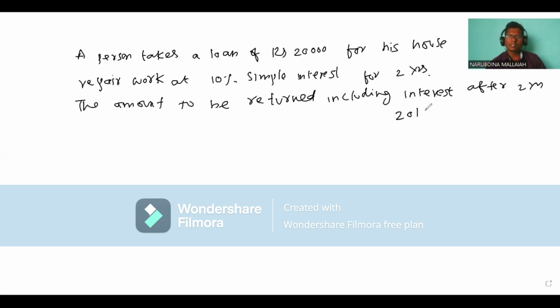This was asked in the year 2010 Jawahar Navodaya Vidyalaya test. First option is 21,000. Second option is 22,000. Third option is 24,000. Fourth option is 4,000.